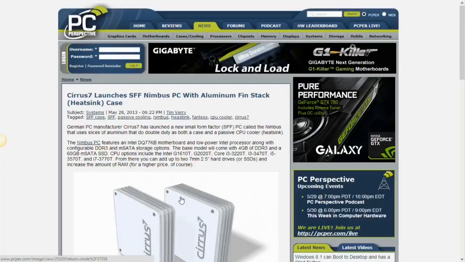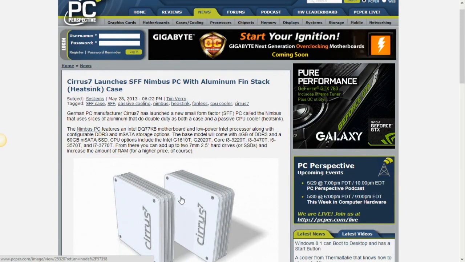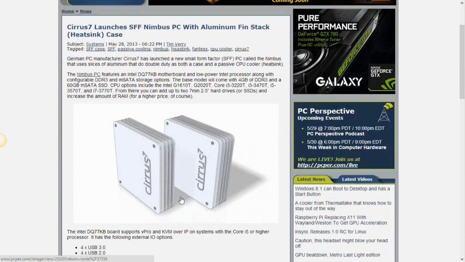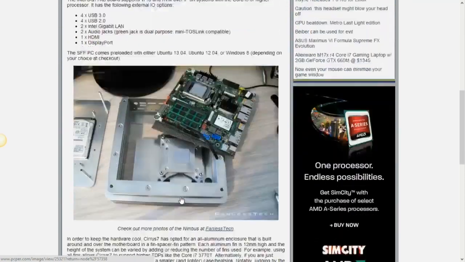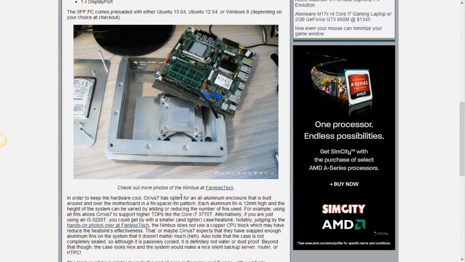Tim posted a news story looking at the Cirrus 7, which launches a small form factor Nimbus PC with an aluminum fin stack. Oh, I get it now. I just needed to read the rest of the title. It looks like that. It's a lot of interesting CNC going on there. Oh, it is a Kickstarter.